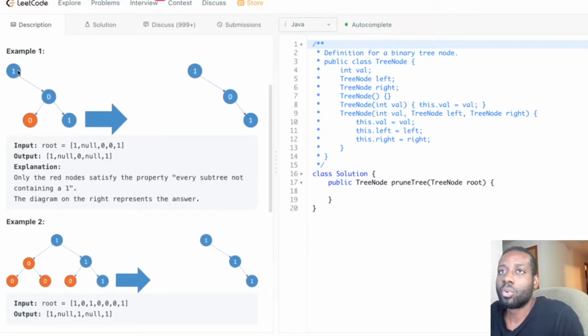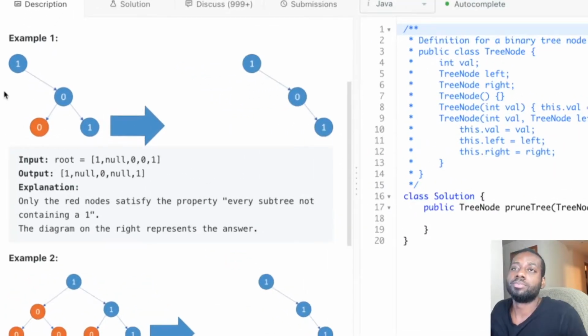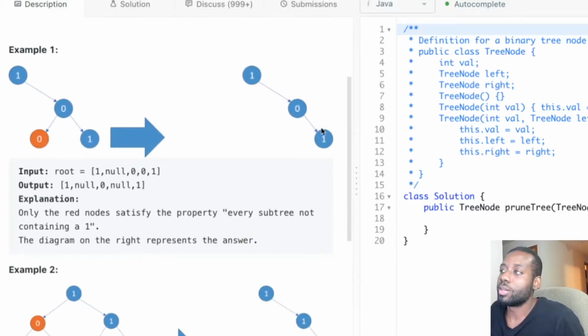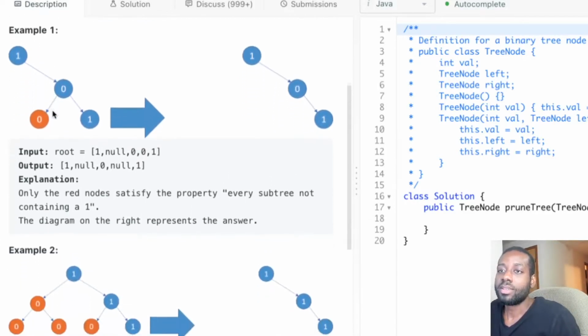We're given 1 0 0 1, a pretty decent looking binary tree. We need to remove the subtrees where there's not a one that exists in them. After we delete those subtrees, prune it, which is why it's called binary tree pruning, we end up with this, which only includes subtrees where there exists a one.